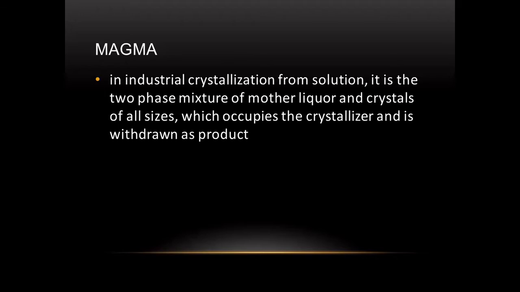Now, I've mentioned the magma. When we talk about crystallization, we not only talk about crystals, but the magma. So in industrial crystallization from solution, that is forming crystals from solution, it is the two-phase mixture of mother liquor and crystals of all sizes which occupies the crystallizer and is withdrawn as the product. From the magma, we produce our pure crystalline solids or our crystals.